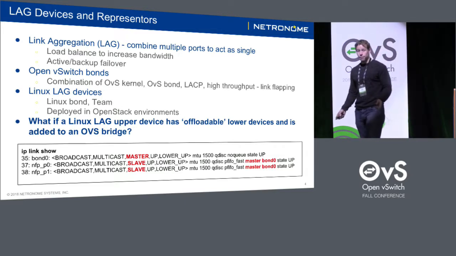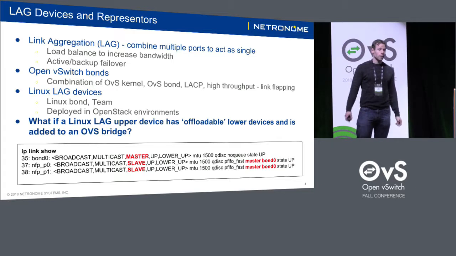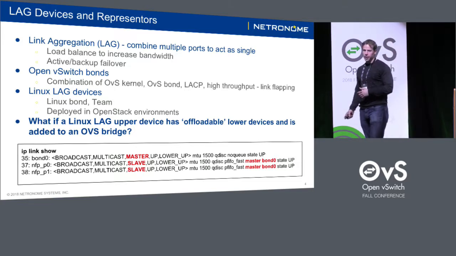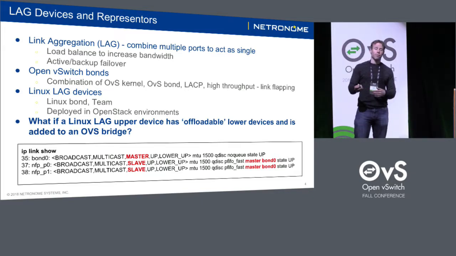Open vSwitch itself handles this in terms of Open vSwitch bonds. From an offloading perspective, it's actually not a hard thing for us because the datapath rules generated from these OVS bonds, you can't really tell that they were generated from bonds.